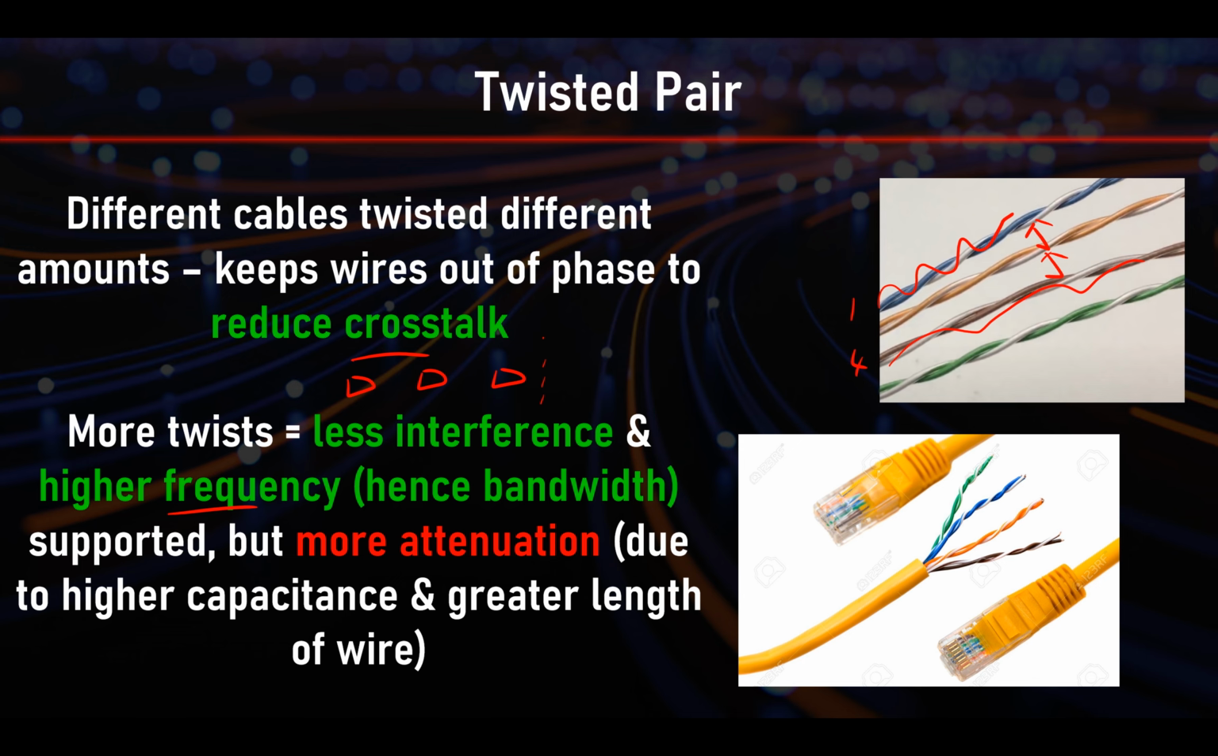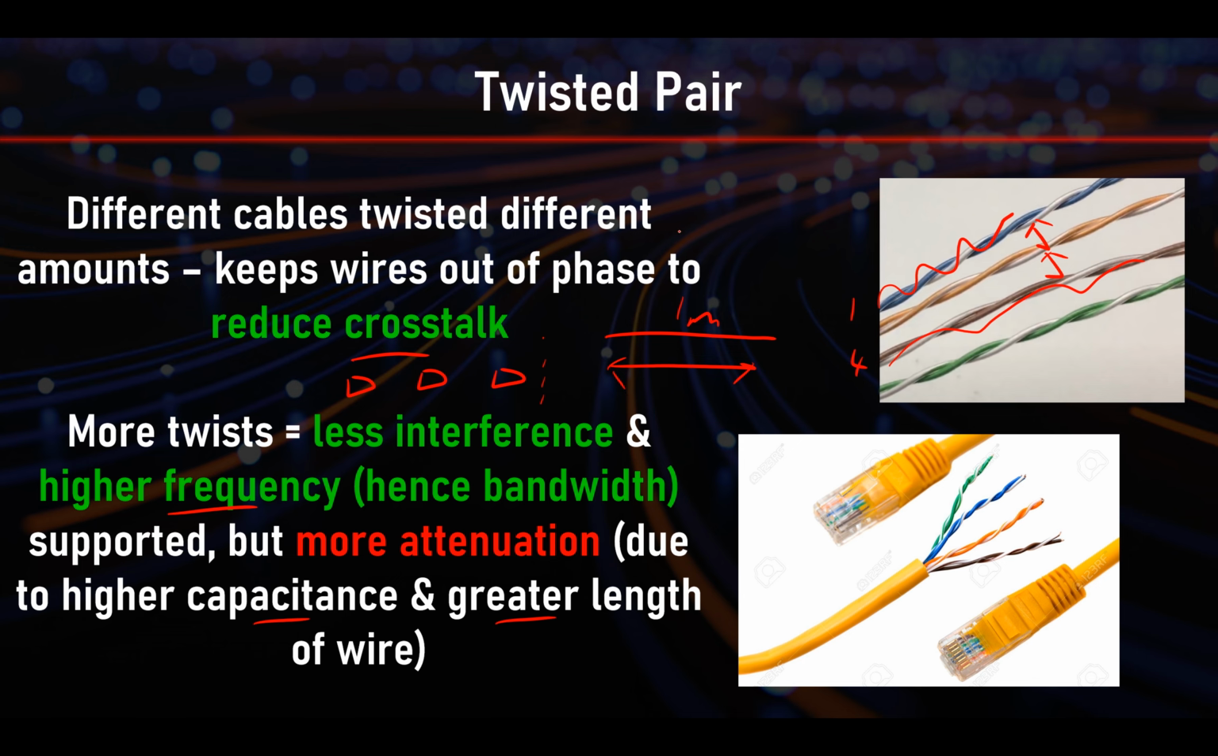However, a disadvantage is that more twist is going to mean more attenuation, and actually higher capacitance. And also the greater length of the wire. Because if you think about it, if you have a wire in a straight line, let's say a 1 meter wire in a straight line, obviously that can travel 1 meter.